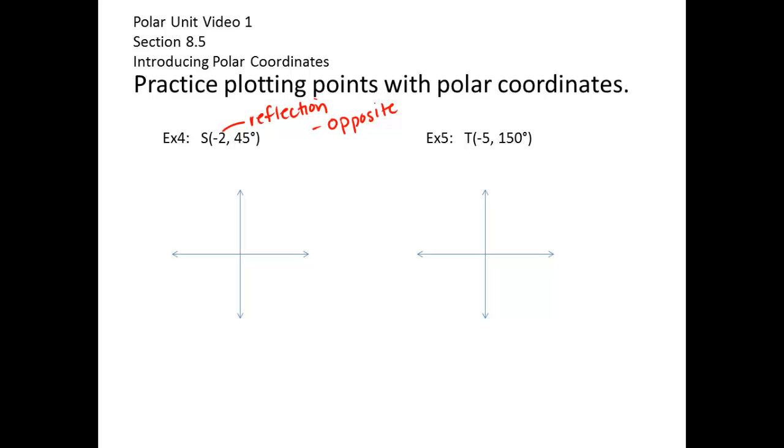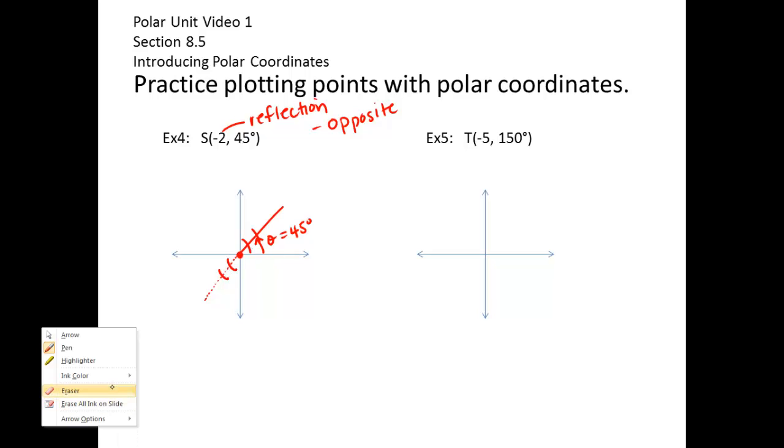So we're going to start by looking at 45 degrees, just as we had done before. So there's our 45 degrees. And then instead of going in the positive 2 direction, we actually have to imagine this being a reflection through the pole, because our pole is here at the center. We want to go through the pole, and this represents -2. So anytime you see the negative, you're actually going to head in the opposite direction along that polar axis, and you end up right here, and that is point S. Let's try that again with example number 5.